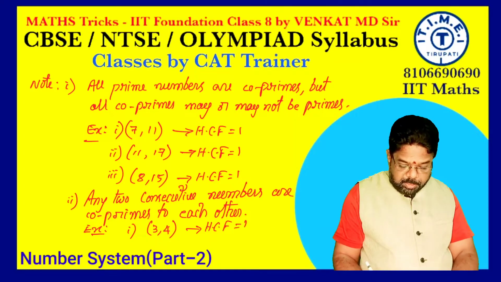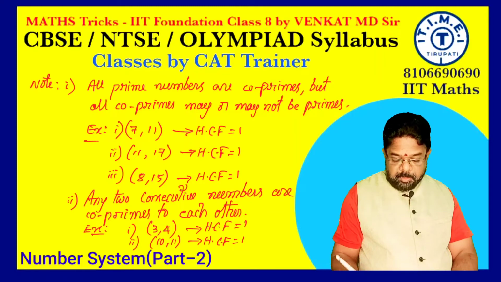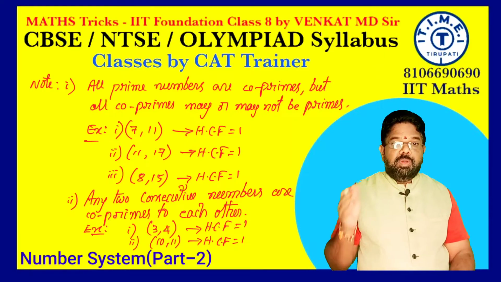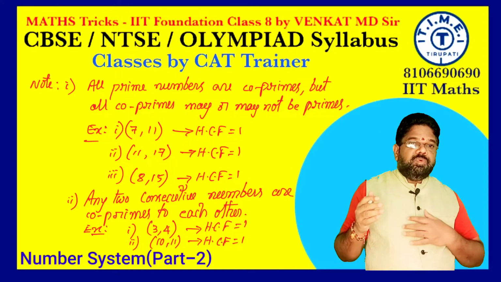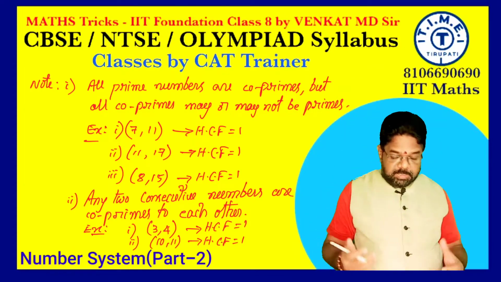So let it be 10, 11. One more example. So 10, 11. So what is the HCF? 1. Both the values are divisible by only 1. So here we say all consecutive numbers are co-primes to each other.